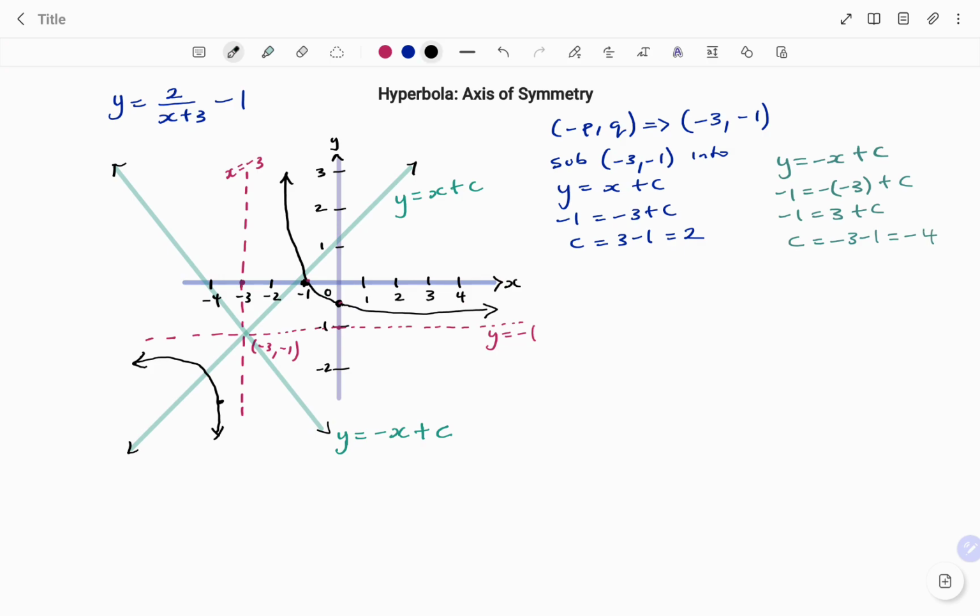So what that means is, for our positive axis of symmetry, we have y is equal to x plus c, which is 2 in this case. And for our negative axis of symmetry, we have that as y equals minus x minus 4. So we have two equations of axis of symmetry.